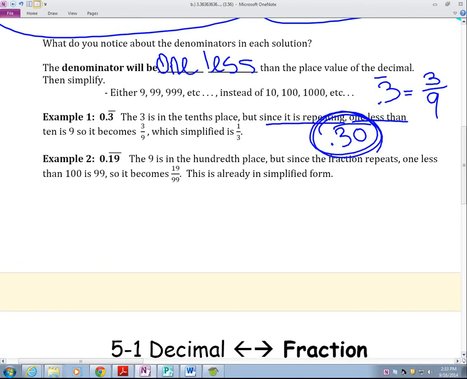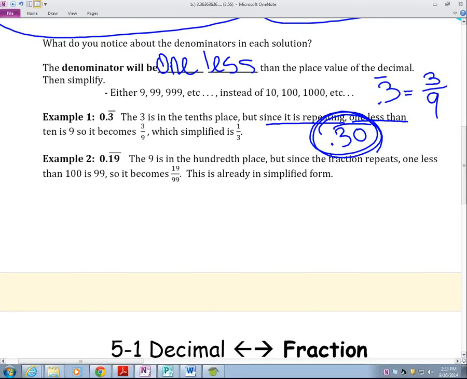So it says, example number 2, 0.19 repeating, or 19 hundredths repeating. The 9 is in the hundredths place, but since the decimal repeats, 1 less than hundredths is 99. So it becomes 19 over 99, which is already in simplified form because 19 is a prime number.